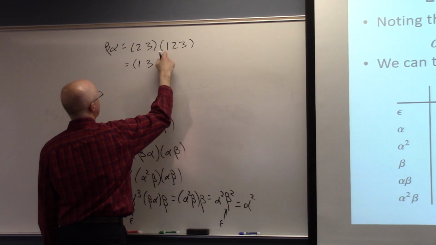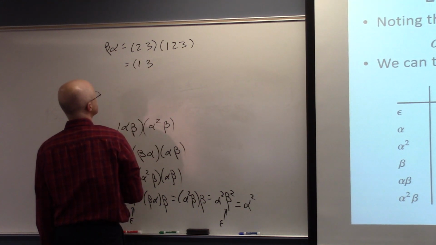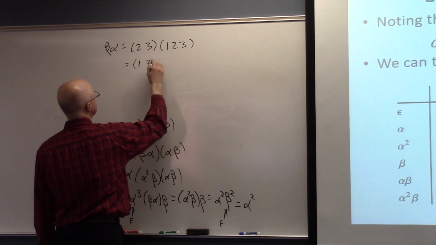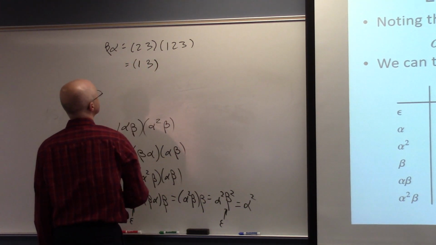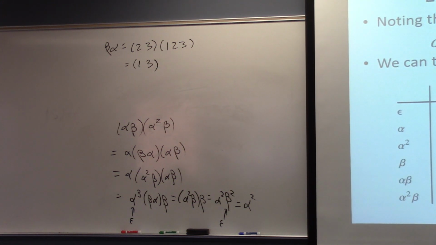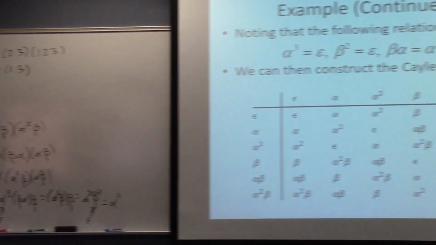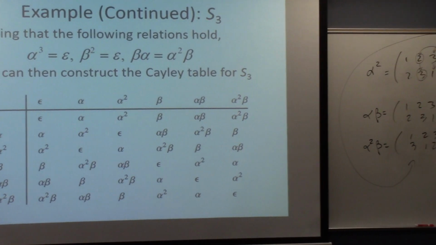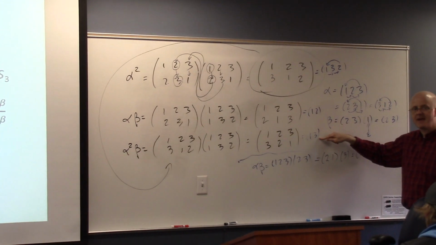3 with the one on the right gets mapped back to 1, but 1 with this one stays fixed, so 3 overall does get mapped to 1. 2 must get mapped to itself. It goes to 3 with this one, but that goes back to 2 with this one. Beta alpha is that 2-cycle, 1 3, which is the same as alpha squared beta. I'm showing it over there too. There we go. It is the same as alpha squared beta. So I double checked that then.